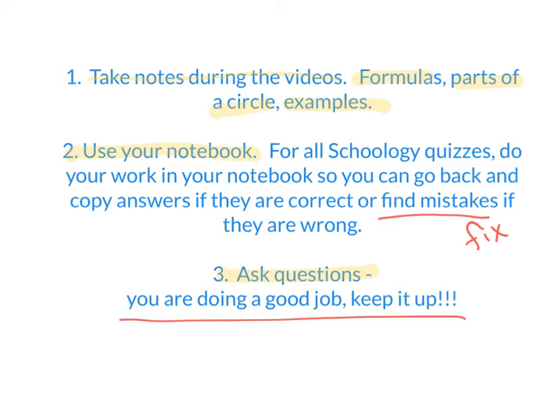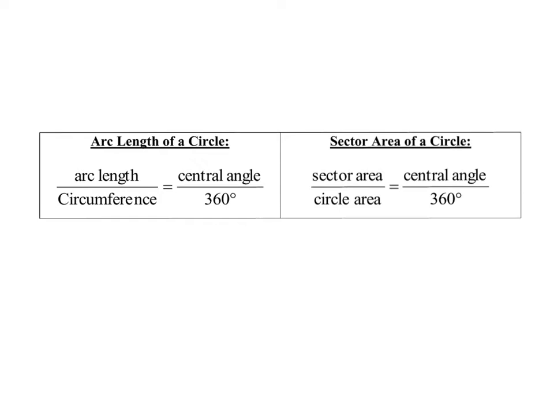So let's talk about arc length and sector area. Those are the ones that are seeming to give you guys enough trouble. Arc length and circumference go together. Remember the circumference formula is pi times the diameter, or if you don't have the diameter, pi times the radius times 2. Either one of those works.